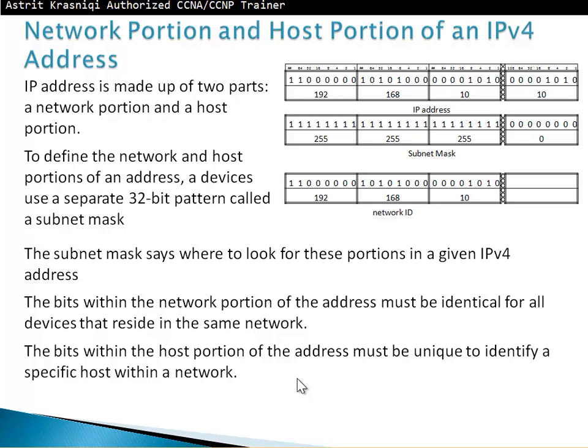For the network, the subnet mask will put ones. For the host, the subnet mask will be zeros. So all ones here represent a network address, and zeros here represent a host address. The bits within the network portion of the address must be identical for all devices that reside in the same network. So all the devices with the address 192.168.10 will be classed as in the same network. The bits within the host portion of the address must be unique to identify a specific host within a network. For example, this 10 here is a host address.